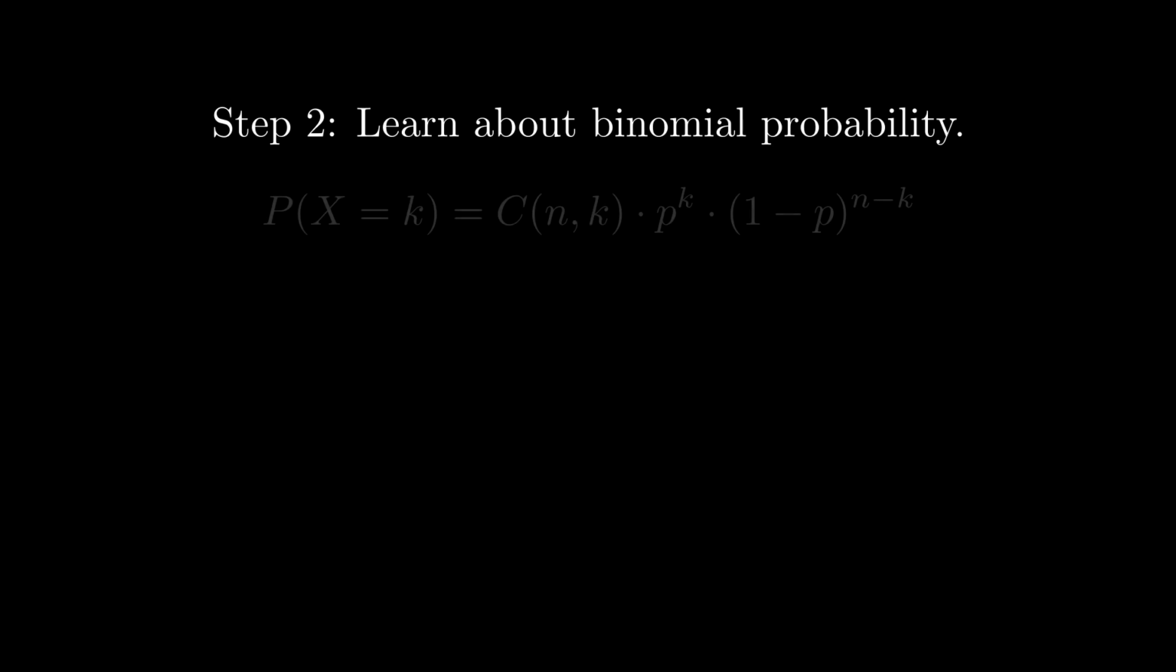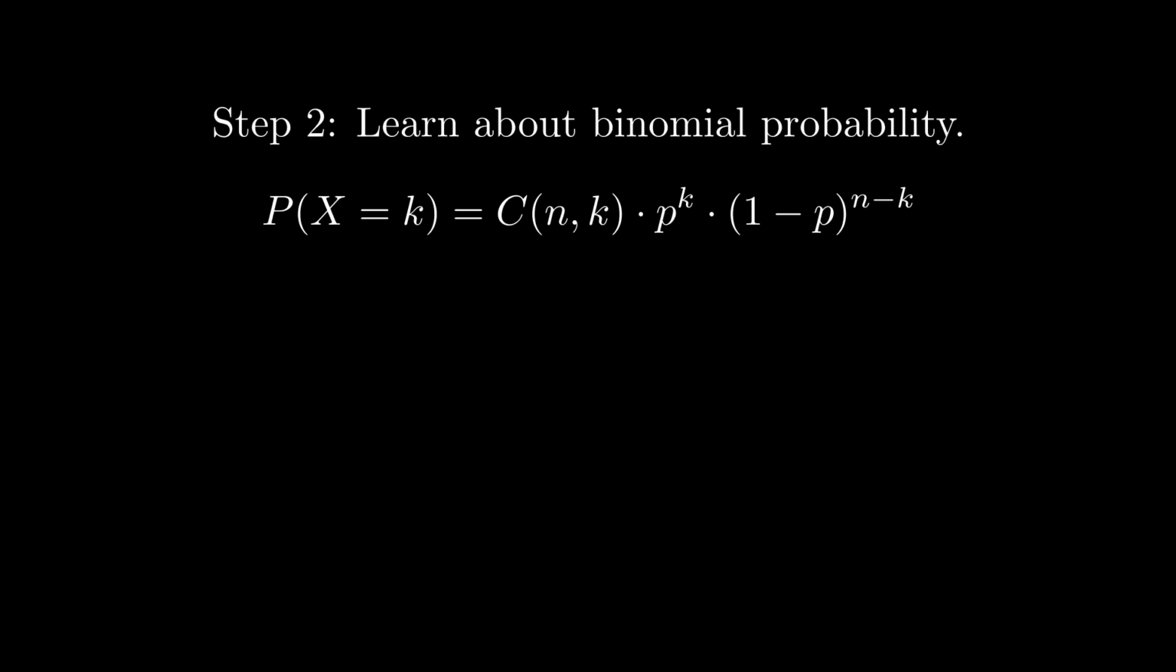Step 2. Learn about binomial probability. Binomial probability helps us calculate the chance of getting a certain number of successes in a fixed number of trials. Each trial has only 2 outcomes, success or failure, and the probability of success is constant.